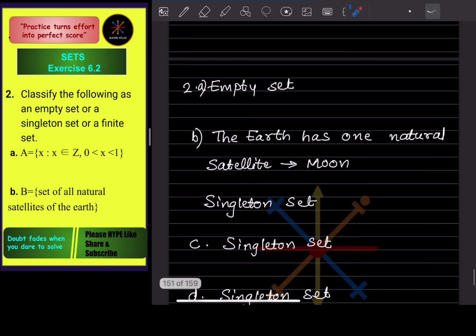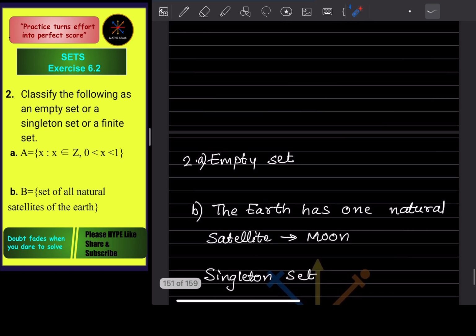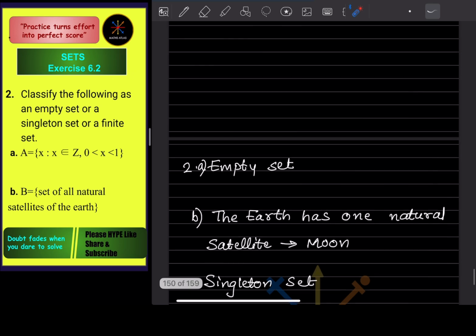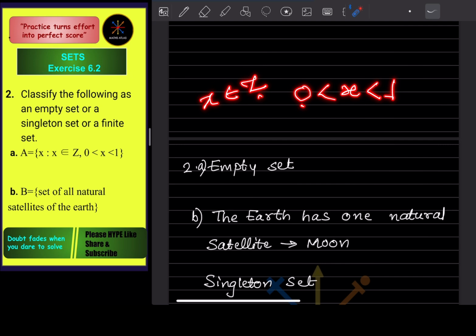Classify the following as an empty set or a singleton set or a finite set. So the A1, x such that x belongs to Z, and 0 is less than x is less than 1. Here, because x belongs to Z, we can see there is no integer in between 0 and 1. So we can say that is an empty set.